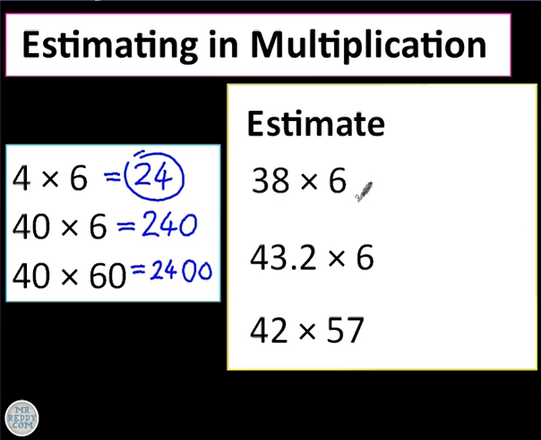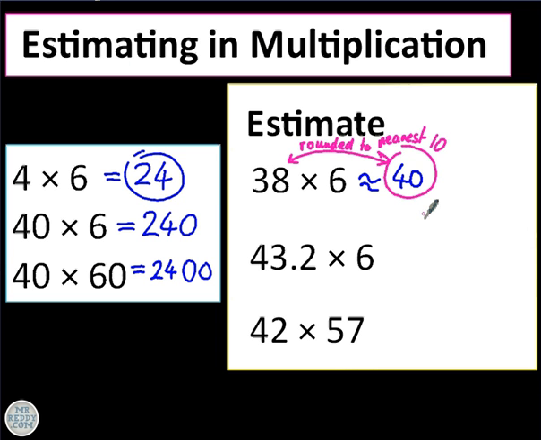Well, I think we should probably move on from using words like friendly numbers. We're growing up to be some pretty advanced mathematicians now. Instead of saying friendly number, what about rounding? Rounding to the nearest. Well, in this case, I think to the nearest 10 would be appropriate. So I'll round 38 to 40. That's the nearest 10. So 38 has been rounded to the nearest 10.